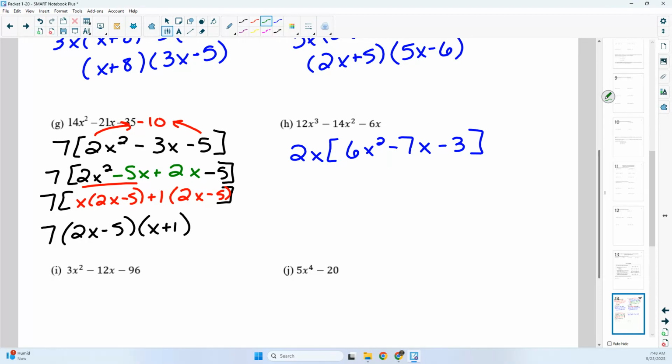I know this is a factoring problem, and they're going to give me something that factors, so we can just go back and check. So now we're ready for AC grouping. So 2x stays in the front. Factors of negative 18 that add up to negative 7 are going to be negative 9 and positive 2.